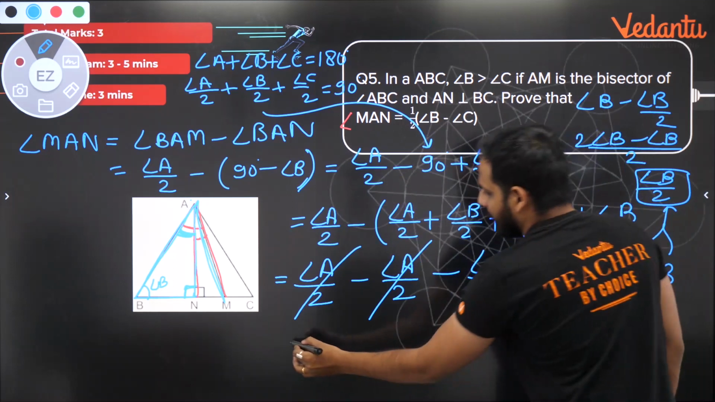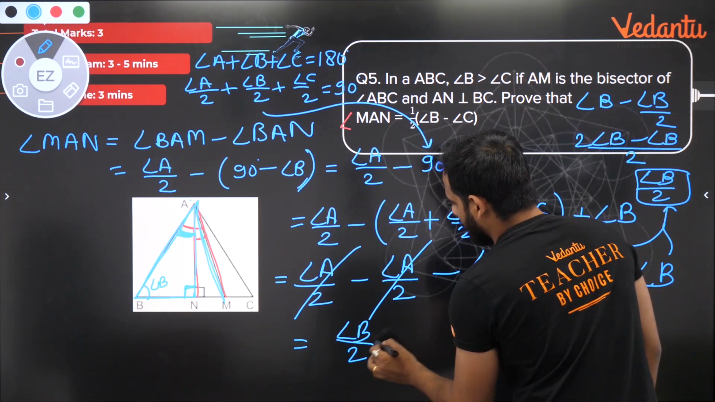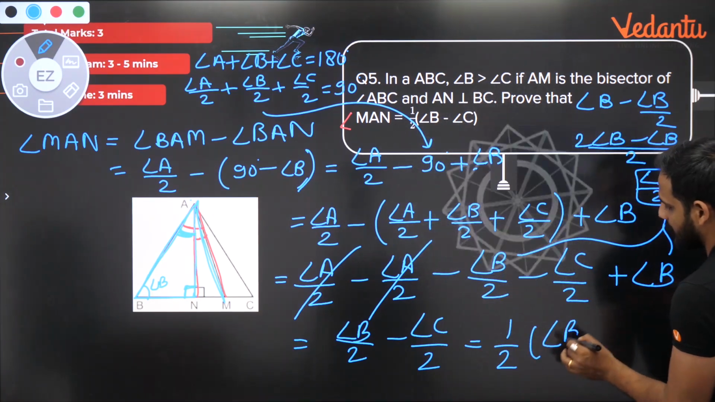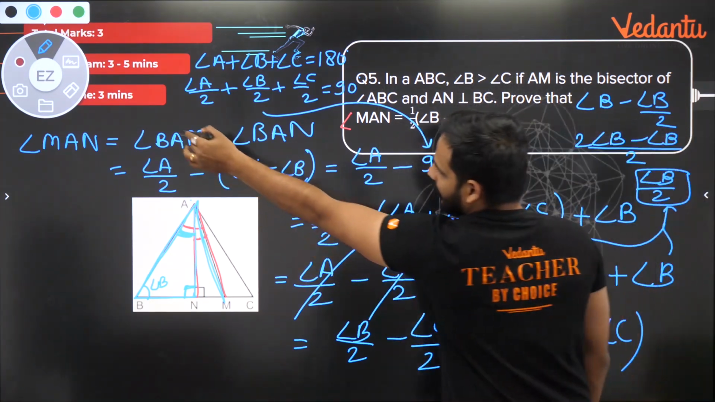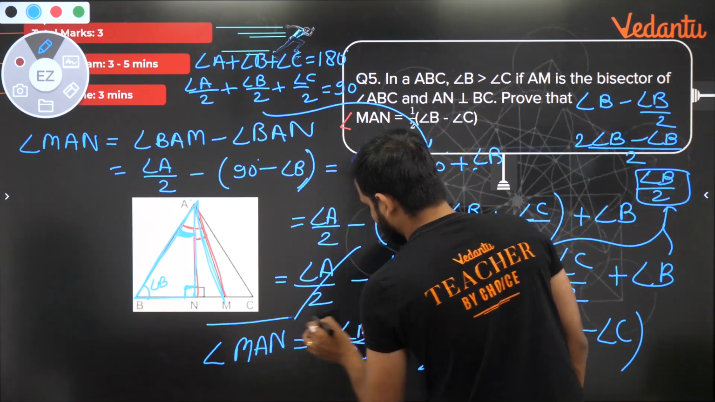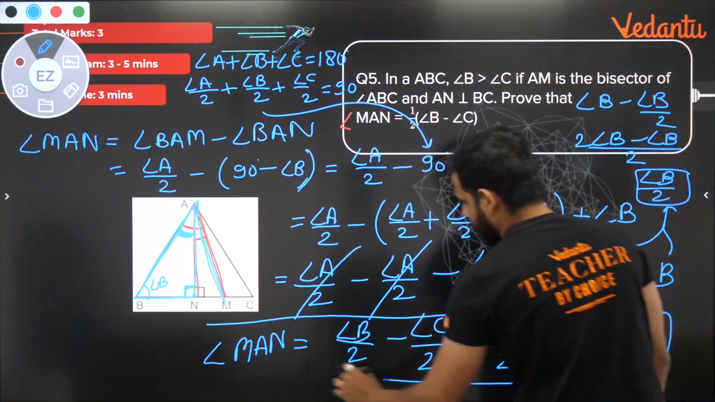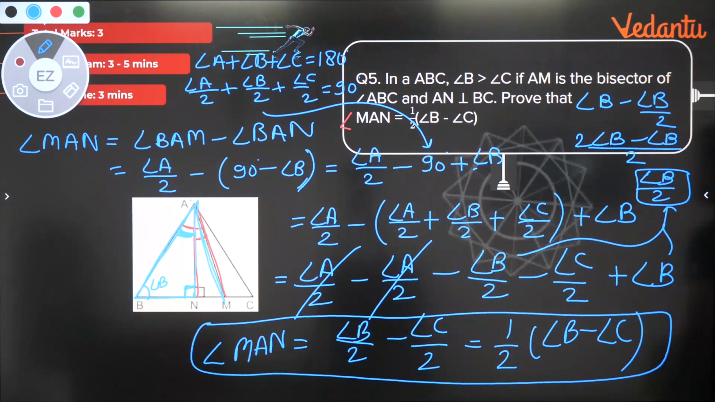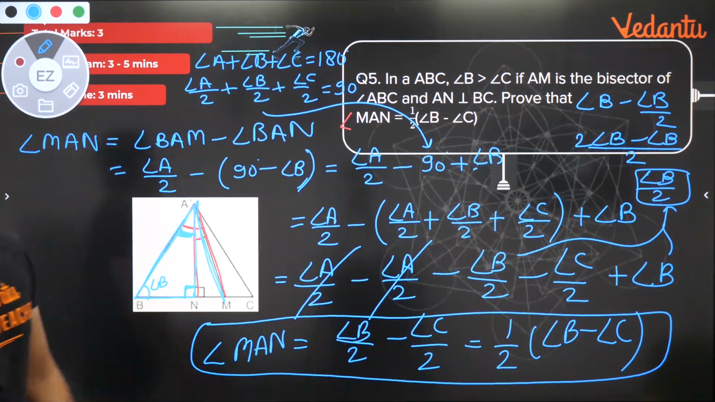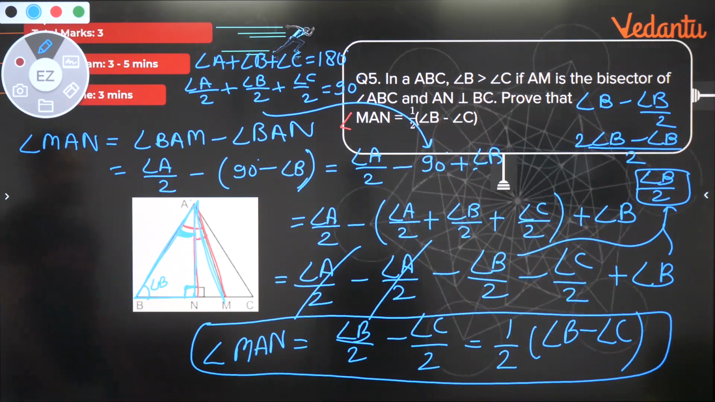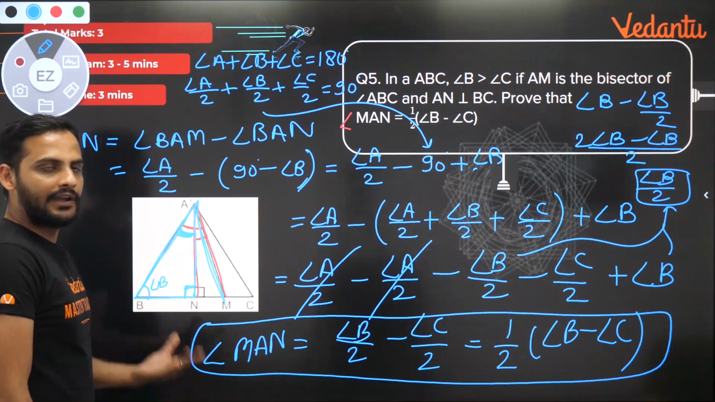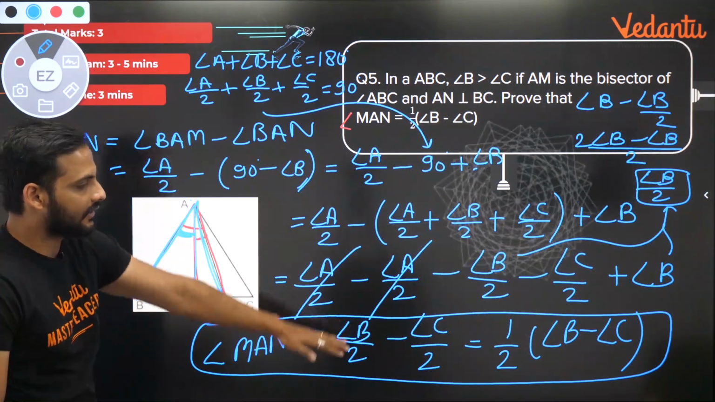So what are you left with? You are left with angle B by 2 minus angle C by 2. Take half common, you will be left with angle B minus angle C. So angle MAN will be equal to half of angle B minus angle C. Understood? So how have we done it? We wanted the answer in the form of angle MAN. I saw that MAN can be equal to angle BAM minus angle BAN. I got the values for both and then tried to reduce that in this form.